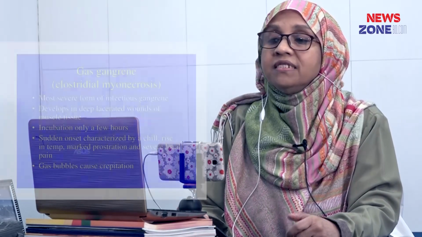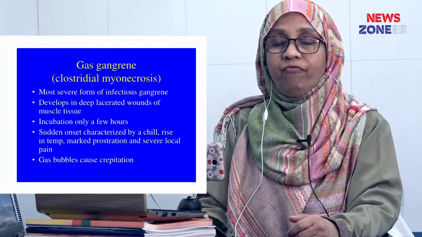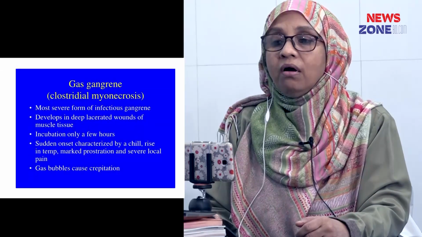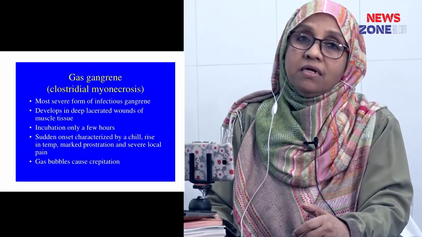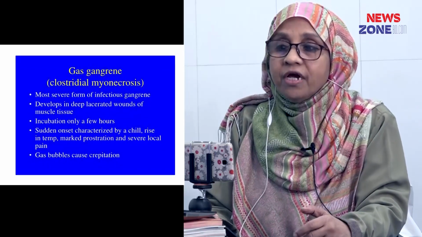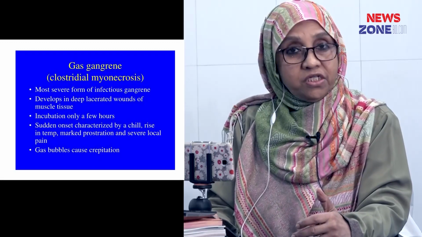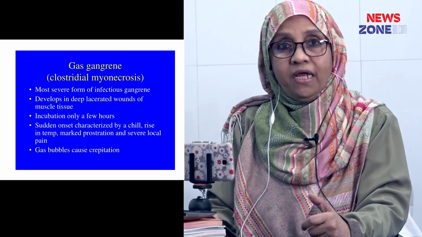Clostridial myonecrosis is the other name for gas gangrene, and we can say that this is a severe form of infectious gangrene. It develops in deep lacerated wounds or muscle tissue. The incubation period is only a few hours, and there is a sudden onset characterized by severe pain, rise of temperature, marked prostration and severe local pain, with crepitus at the site because of the gas bubbles.